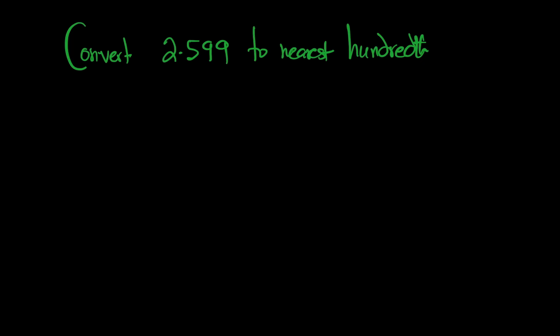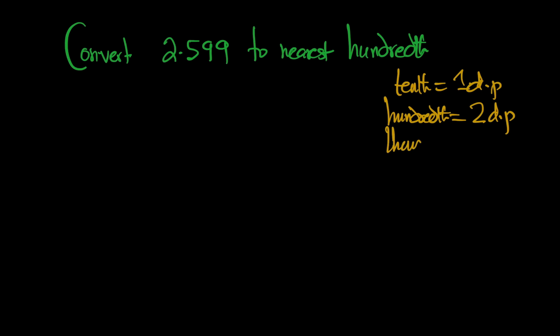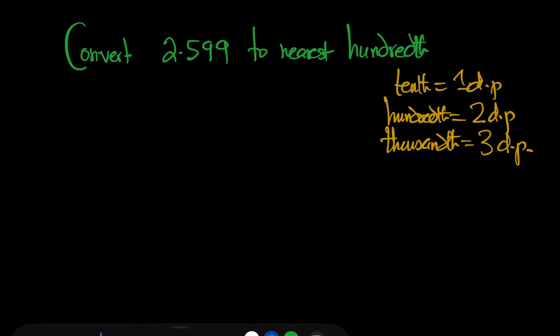Now, don't let the wording scare you. When we say the tenth, it is the same as the first decimal place, the same as one decimal place. If we say hundredth, then it is the second decimal place, it's 2 decimal places. If we talk about thousandth, correct to the nearest thousandth, then we're looking at 3 decimal places. It's the same thing.